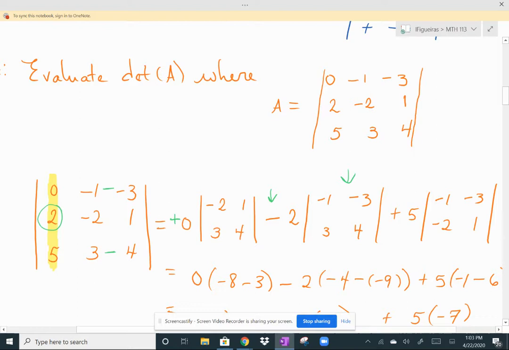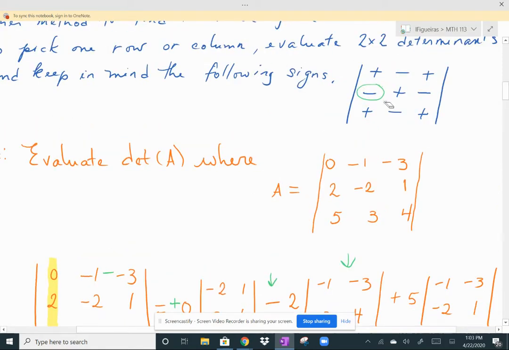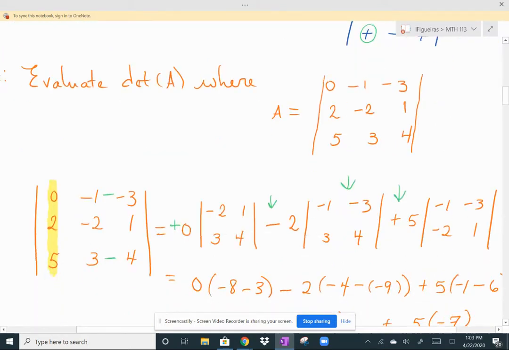Okay, so now we go on. And so again, column 1, the third position in that column is 5. And 5 is in a positive position, right? Column 1, third row. So that's why here I have a plus. And then 5 is going to get multiplied by the matrix that has the numbers that are not associated with column 1 or row 3. So what are the numbers that are not associated with column 1 and row 3? Well, that's the ones that are left right here. 1, -3, and -2, 1, which is what you see here in that matrix.